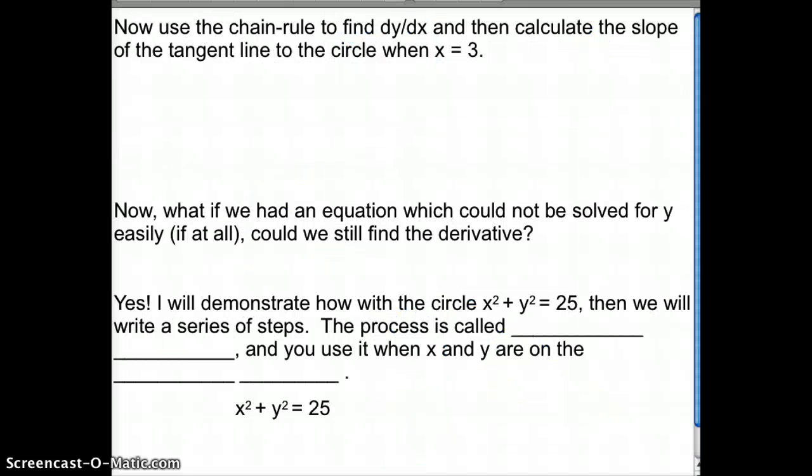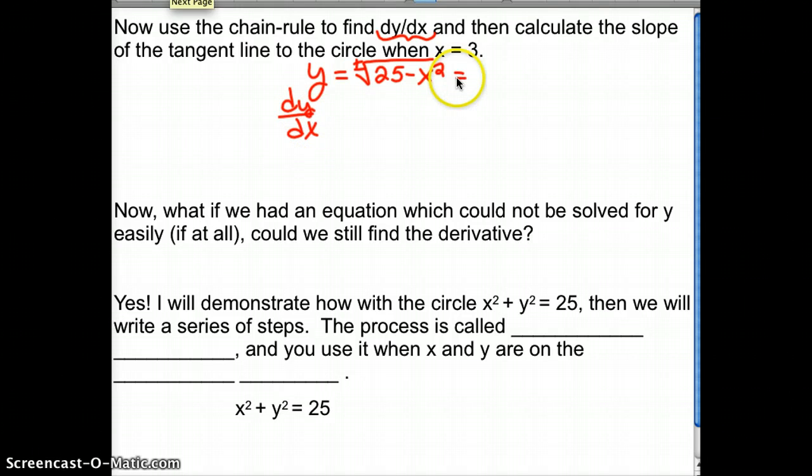And it says now we're going to use the chain rule to find the derivative. So on the previous page, we had y equals the square root of 25 minus x squared, and it was plus or minus. So I'm going to use my chain rule to find dy dx. So the first thing I'm going to do is write this as 25 minus x squared to a power, and remember that power would be to the 1/2 since it was a square root function.